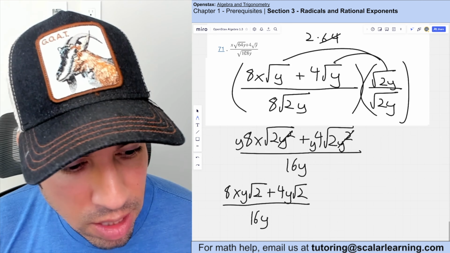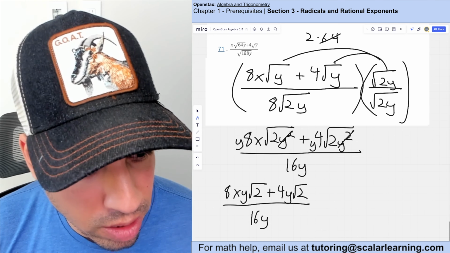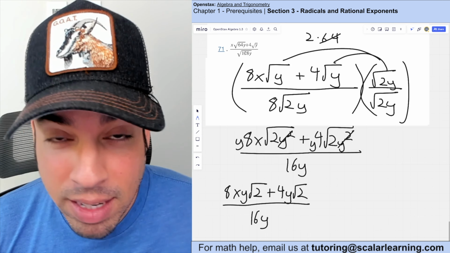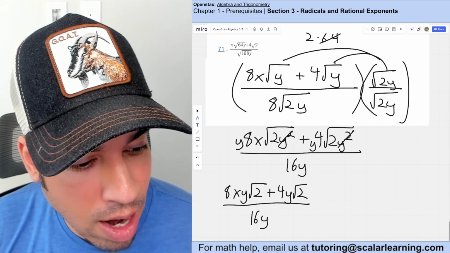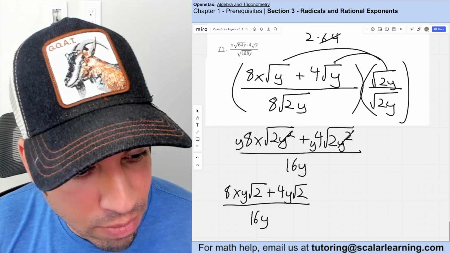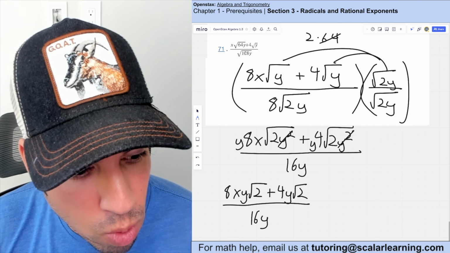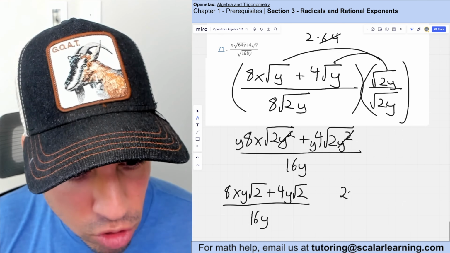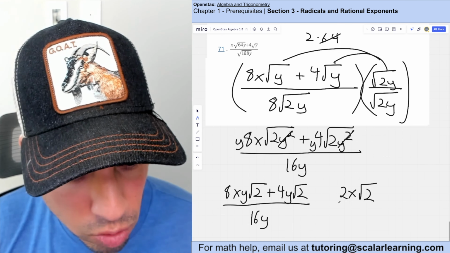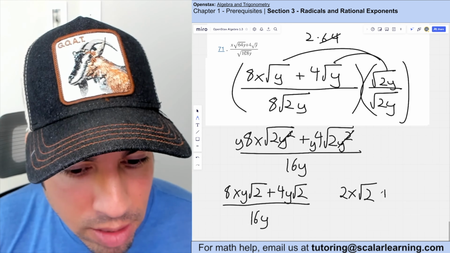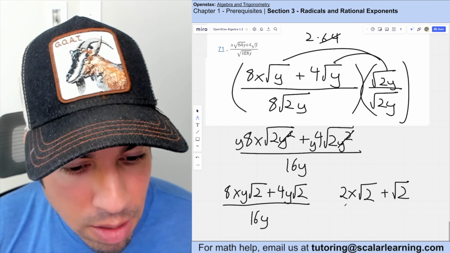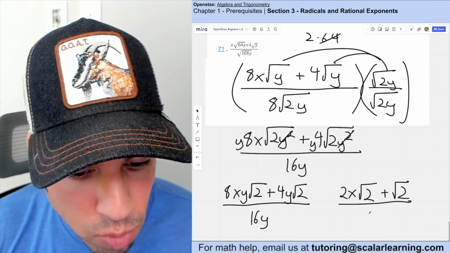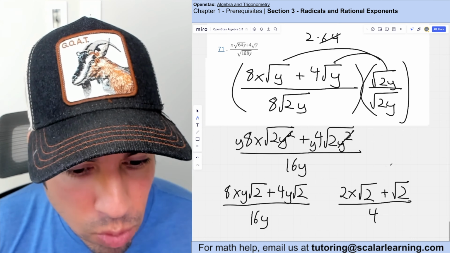So even though they have the same radicals, they have different variables in these numerators. So I can't combine those, but I can simplify by dividing every coefficient by 4 and every expression by y, because they all have a 4 and a y in them. So I can divide this one and I would get simply 2x rad 2. I can divide this one by 4y and I'd simply get rad 2. And on the bottom, 16y divided by 4y is simply 4 for the win.